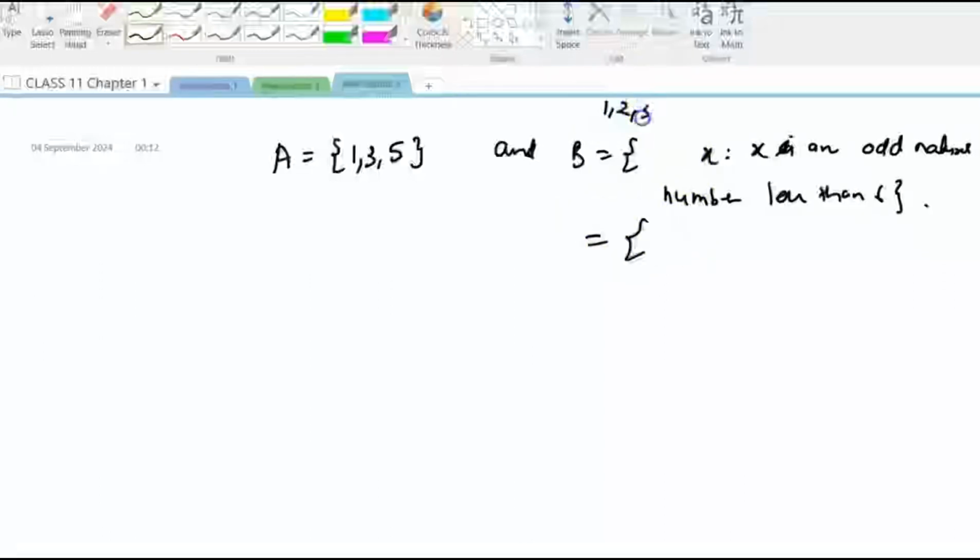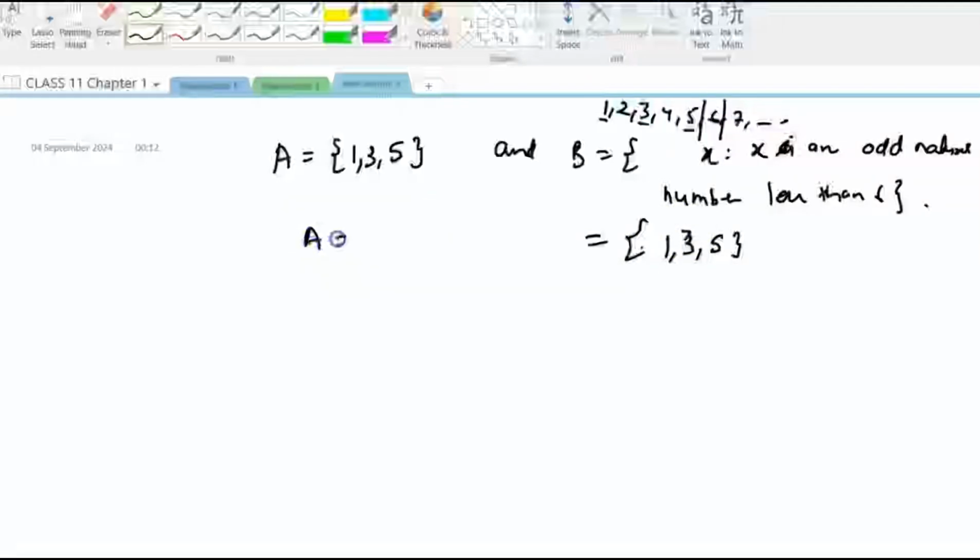The natural numbers means 1, 2, 3, 4, 5, 6, 7, and so on. Now less than 6 means you cannot go beyond 6, right? In fact, we cannot go beyond 5. Now we need to collect the odd natural numbers that are less than 6, and that would be 1, 3, 5.